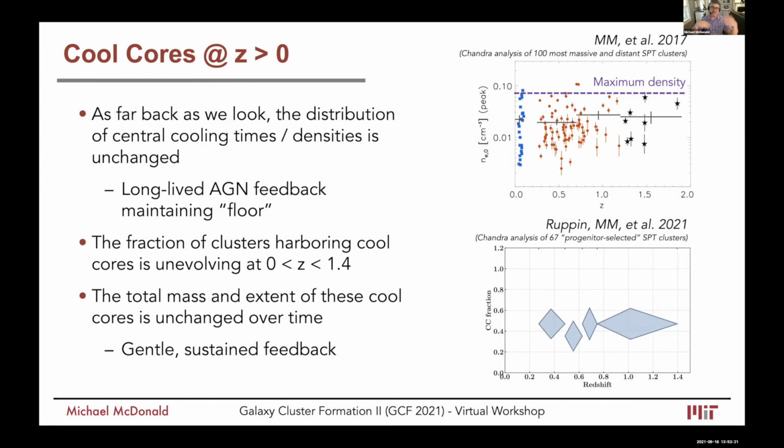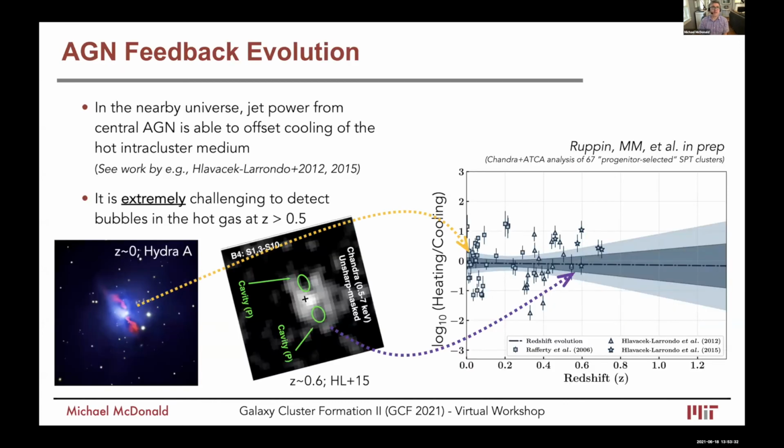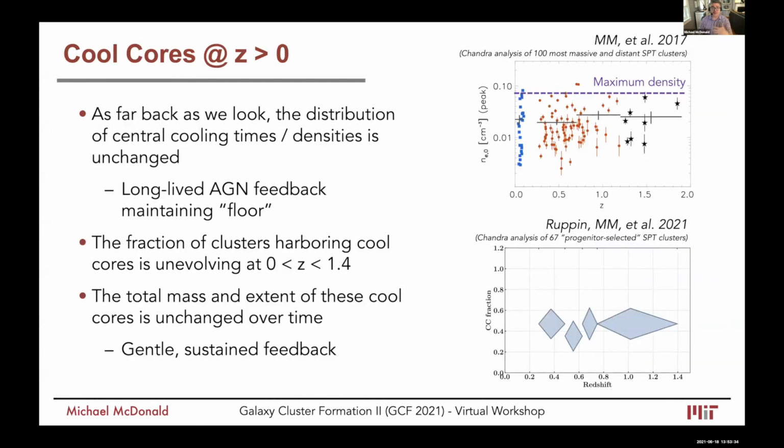And depending on how you define a cool core, that fraction is roughly a third. But the point is, once you decide on your cool core selection, there's no evolution that we detect. So that's cooling. We can also look at feedback.